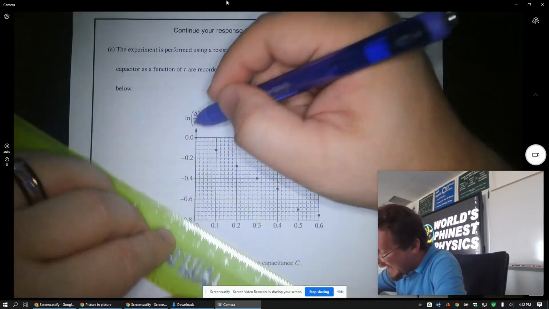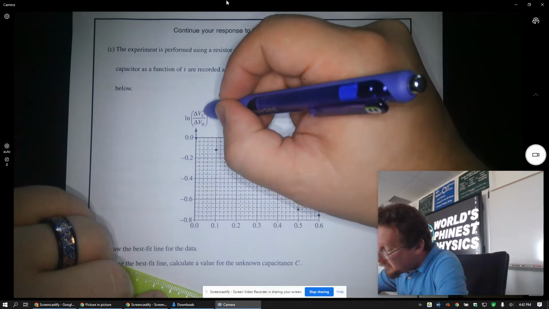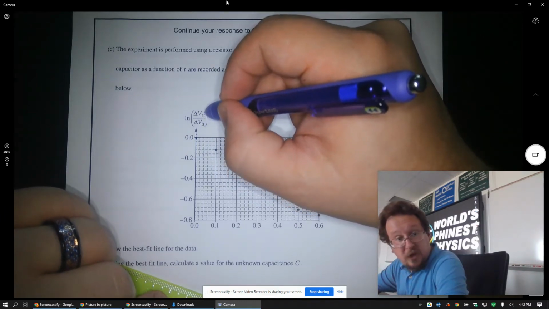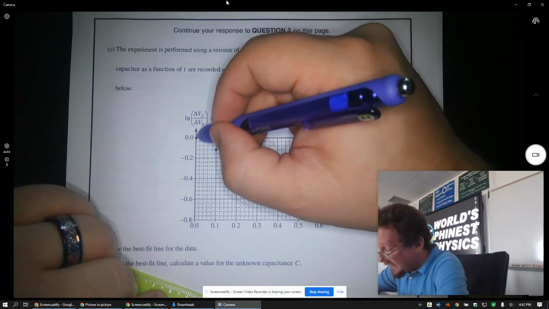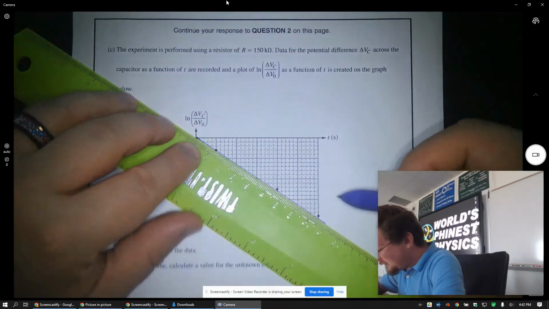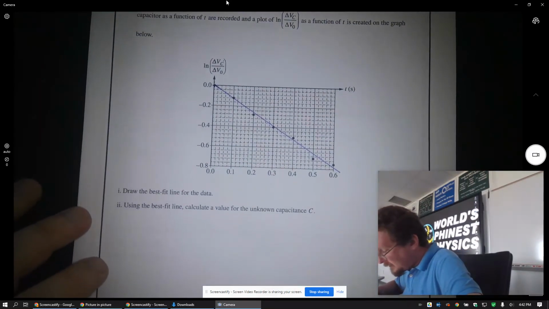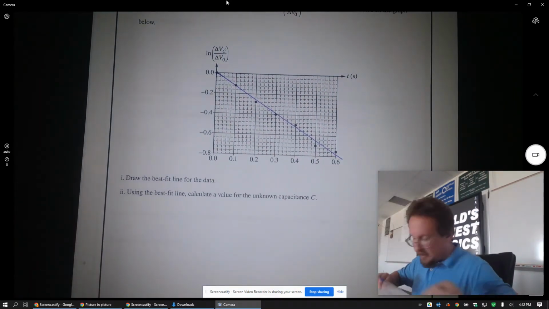This absolutely has to start at the origin. And the reason why is because you start at V naught. And so these two things are equal at the beginning, and the natural log of 1 is 0. So you absolutely got to go through that axis right there, through that origin, I mean. All right, using the best fit line, calculate a value for the known capacitance. What the hell did I just prove?